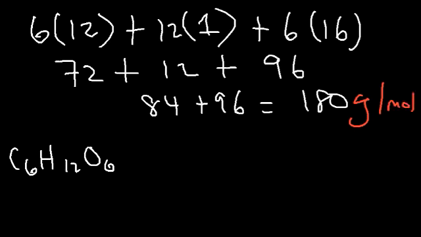So 1 mole of glucose has a mass of 180 grams. 2 moles of glucose has a mass of 360 grams. 3 moles of glucose has a mass of 540 grams. And you can see a pattern there.